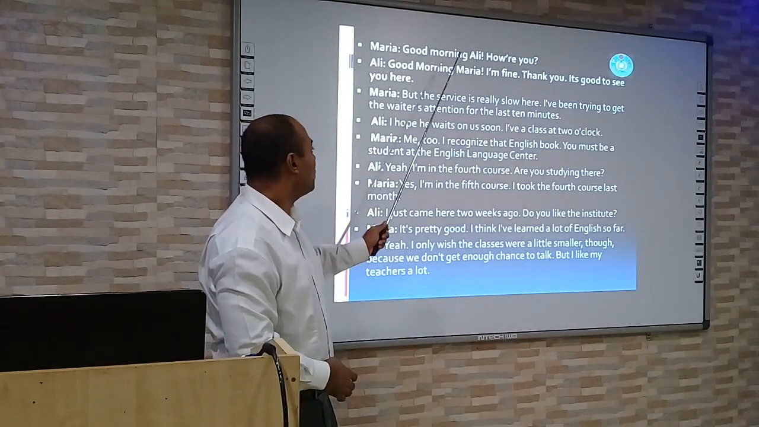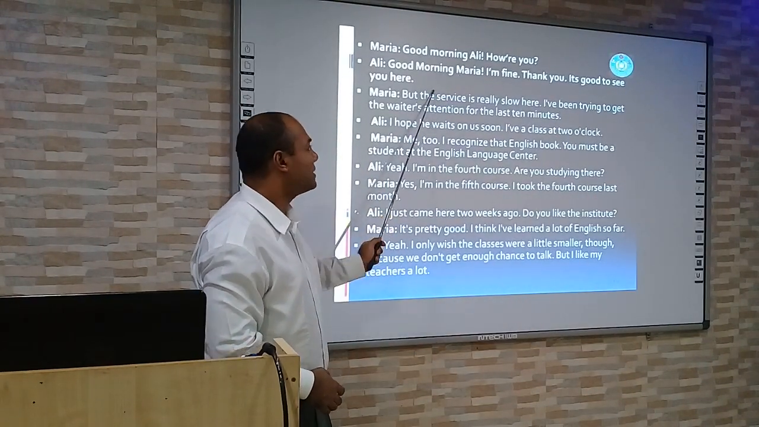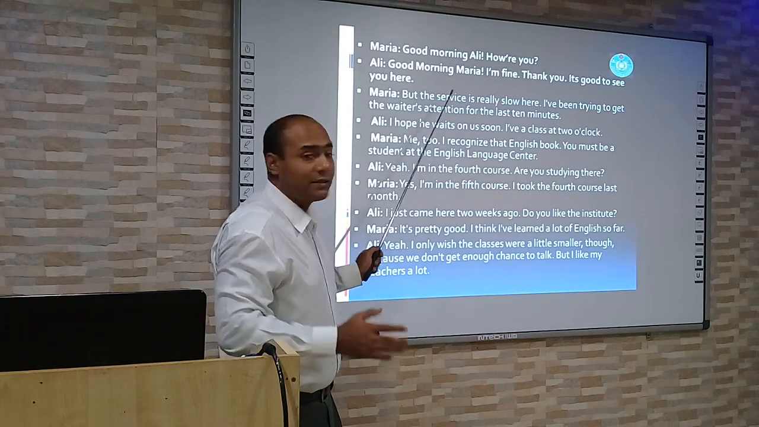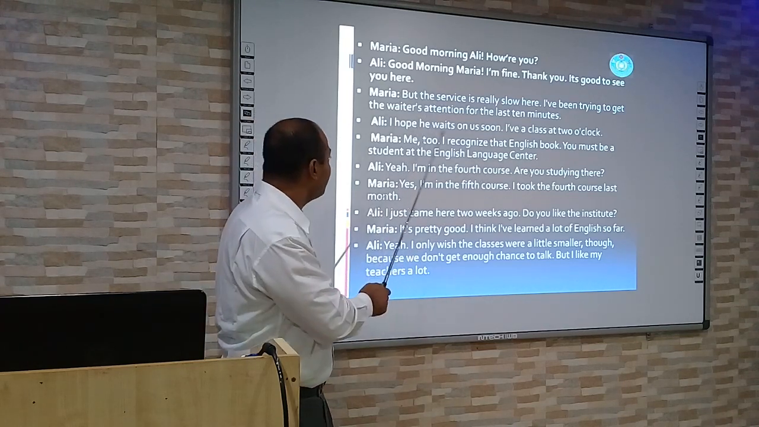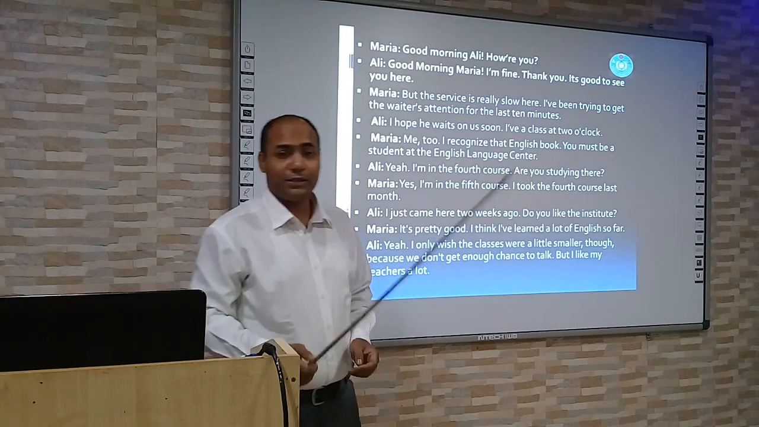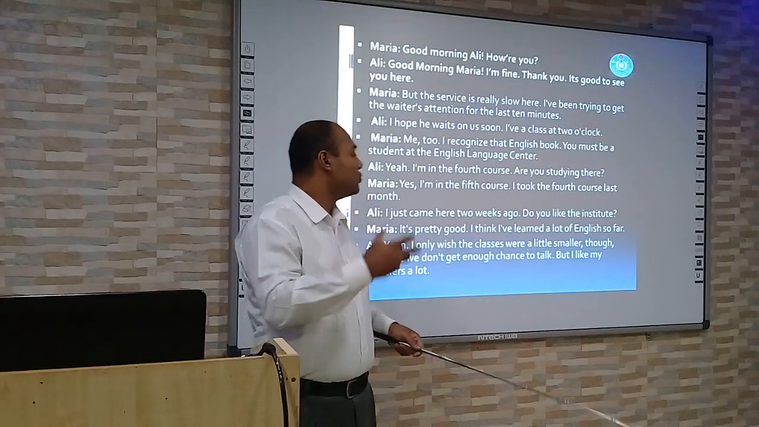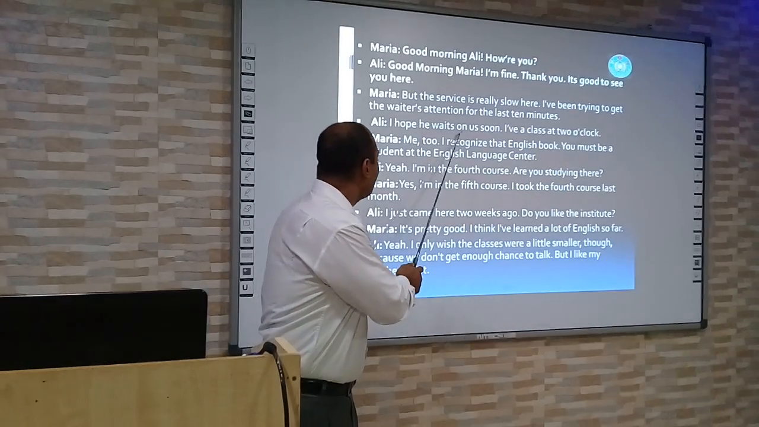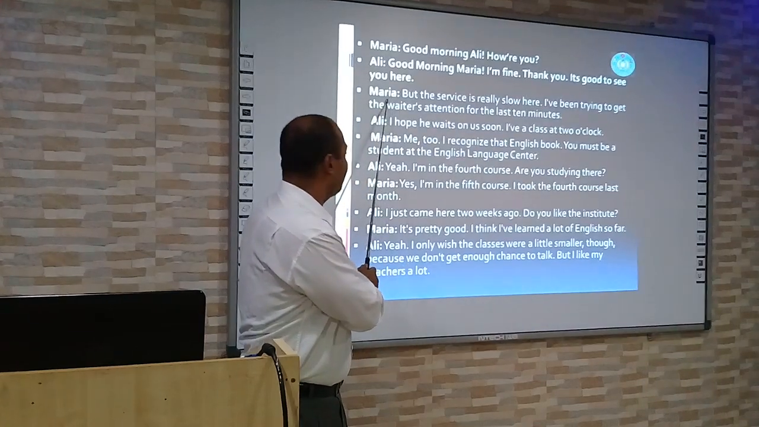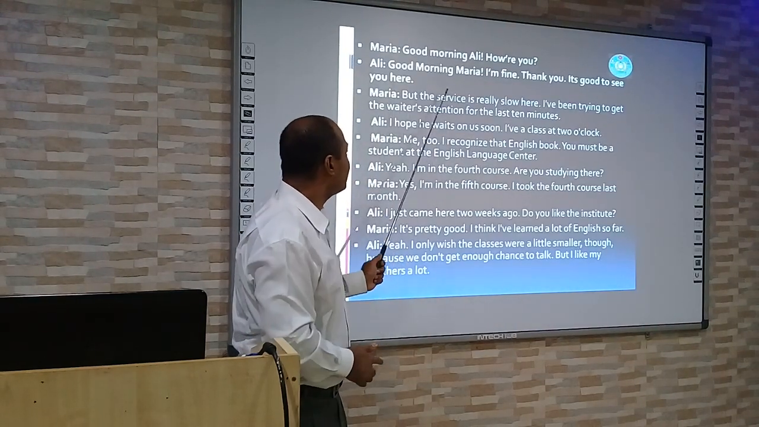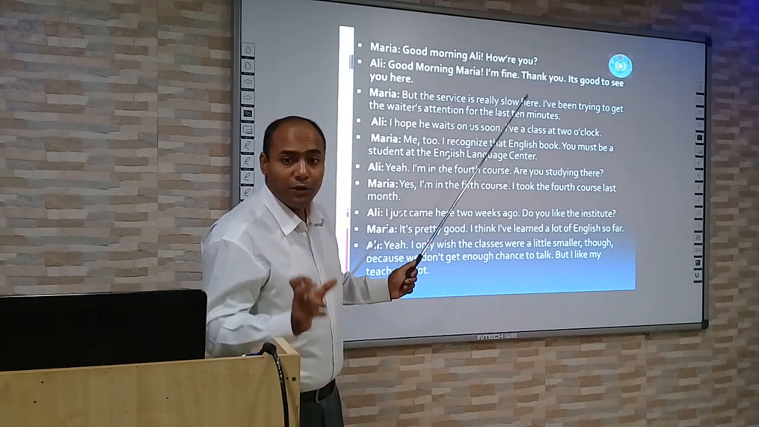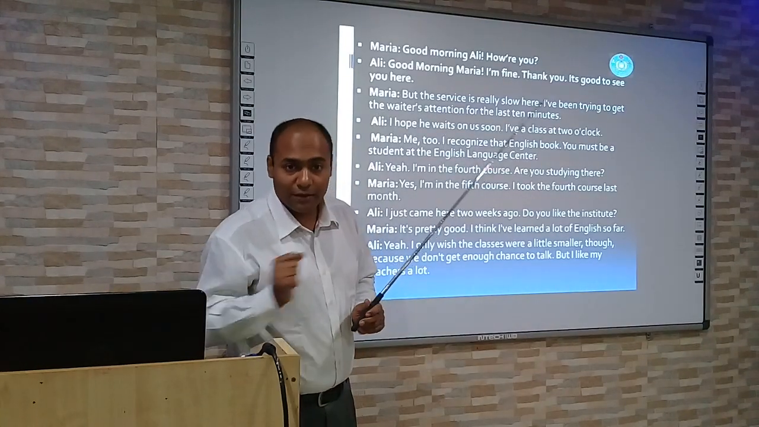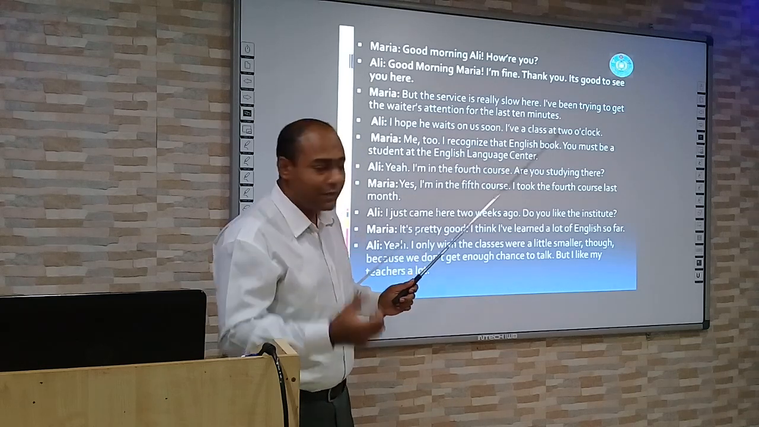You see, in this whole situation, all the sentences are simple and short. And a very important thing, the persons in this dialogue are not saying many words at a time. You see here, I hope he waits on us. So at the first phase of the dialogue, Maria is saying, but the service is really slow here. Simple, short sentence. I have been trying to get the waiter's attention for the last 10 minutes. Another simple sentence, and it is a reasonable sentence.